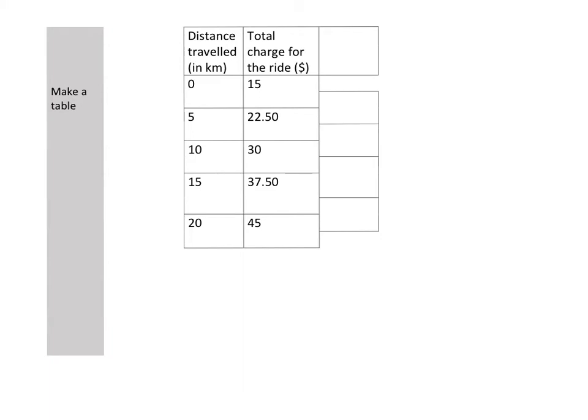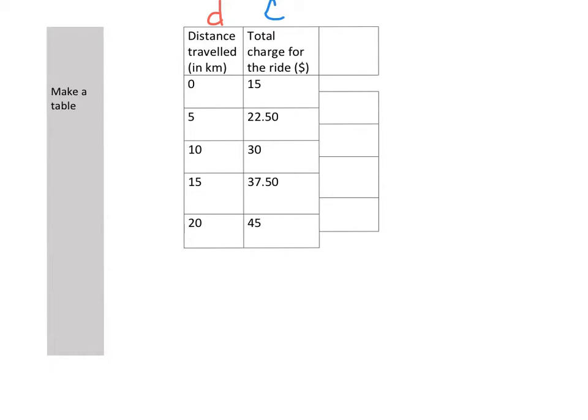If we use a table to represent this word problem, the first thing we need to do is to make two columns. D, the distance traveled, was our independent variable, so it's going to go in our first column. And C, the dependent variable, our total charge for the ride, is going to go in the second column. And I'll explain to you in just a moment what the third column is all about.